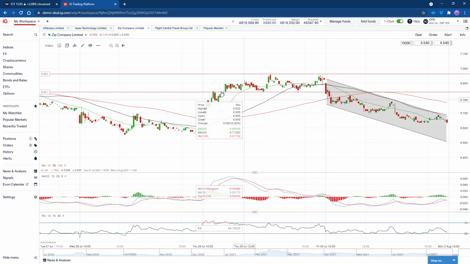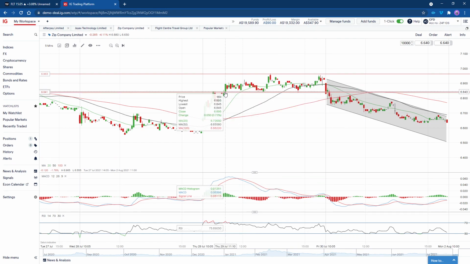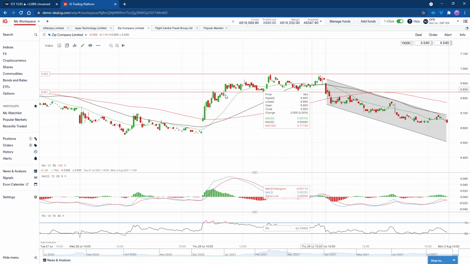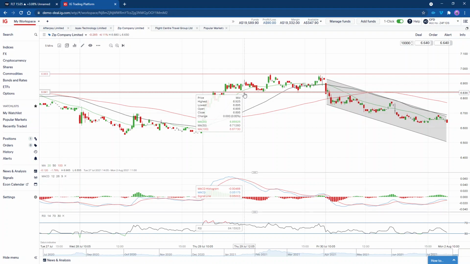Okay, so that is your resistance. See here, it went up, couldn't cross it, tried again, couldn't cross it, all the way down. There is also a support. See this line here? That means price has a lot of support at this level, and it is not easily going to go below that.